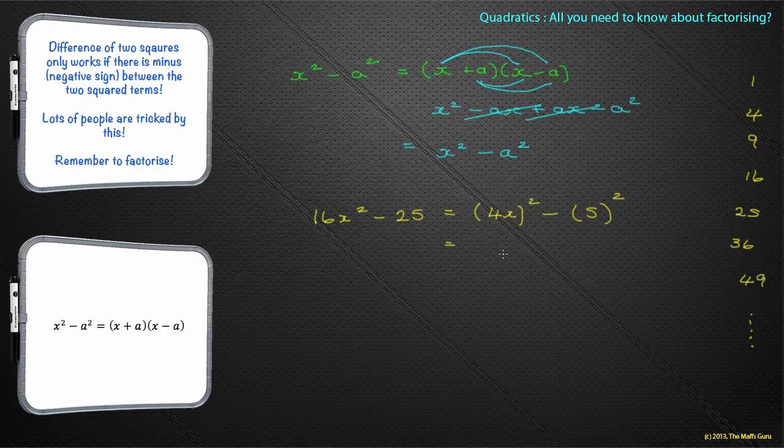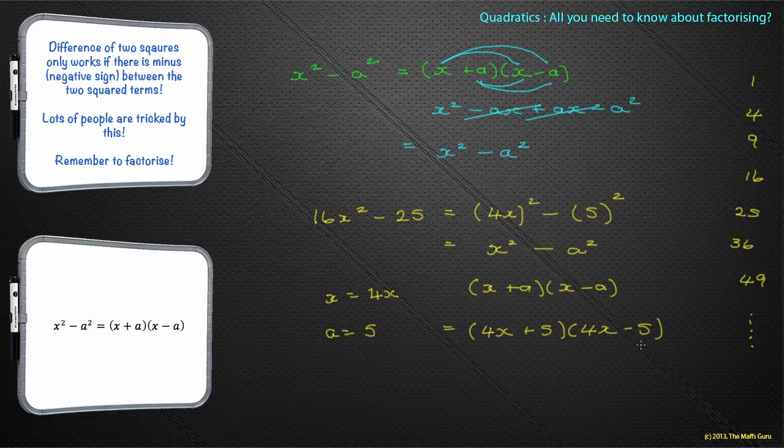And if you now compare that with x squared minus a squared, what we now have is our value of x is 4x. I know that sounds a bit silly really. And a is equal to 5. If we know that x squared minus a squared can be written out as x plus a and x minus a, then what we're saying is we can write that out as 4x plus 5 and 4x minus 5.